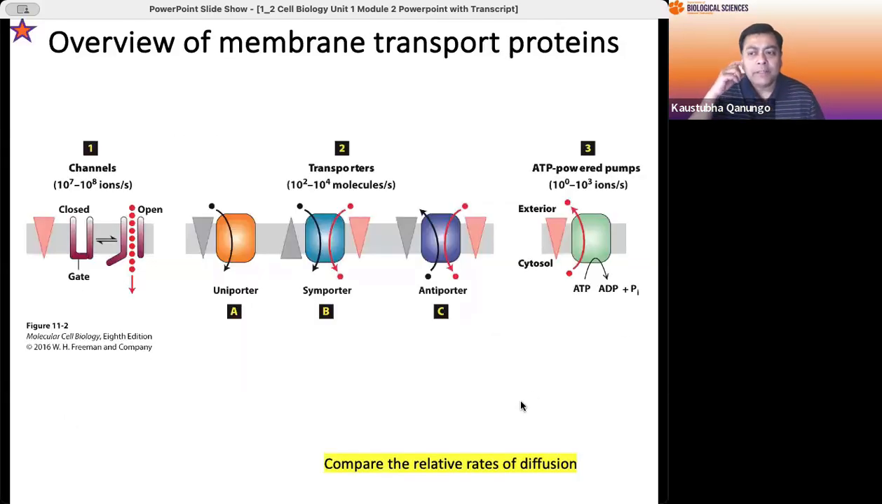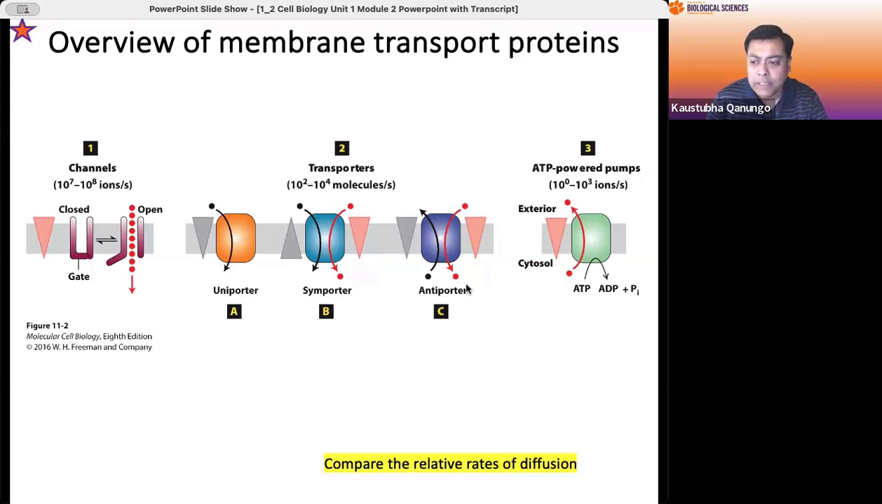All right. So after that, we are looking at the different transporters. The channels actually move molecules or ions the fastest. You can see it is 10 to the power 7 to 10 to the power 8 ions per second. They are the fastest. So these are like floodgates. You open and they rush in and out. And they are always going from high concentration to low. Whereas these other transporters, the uniporters, move molecules in only one direction.